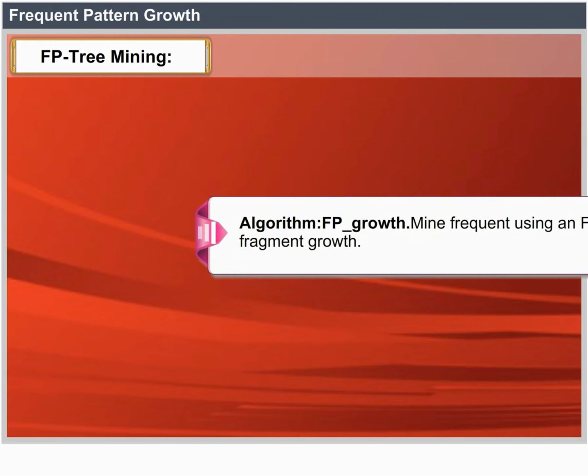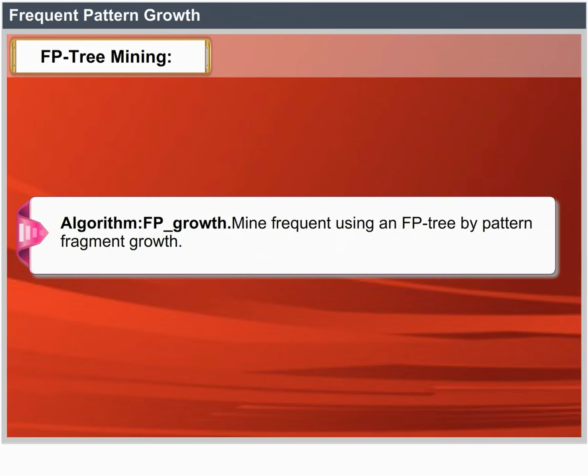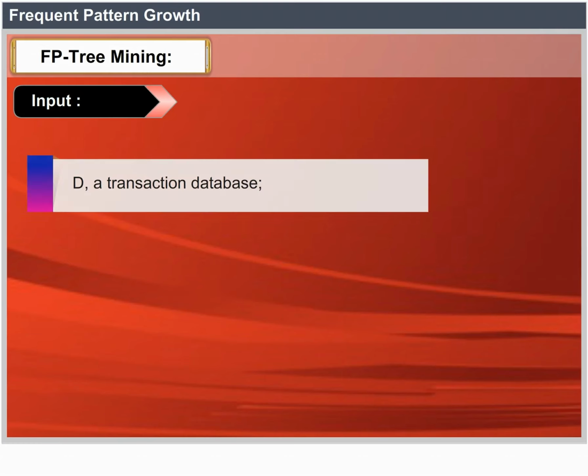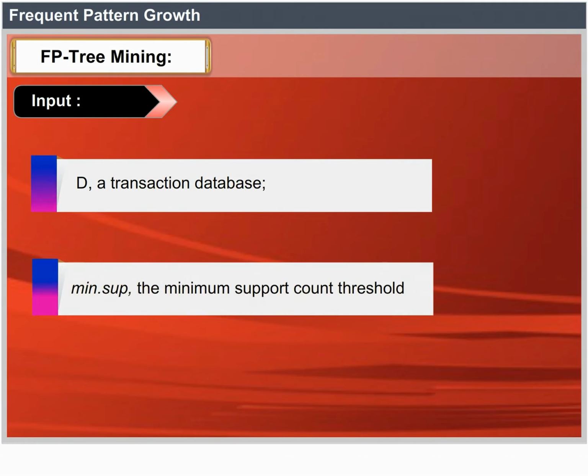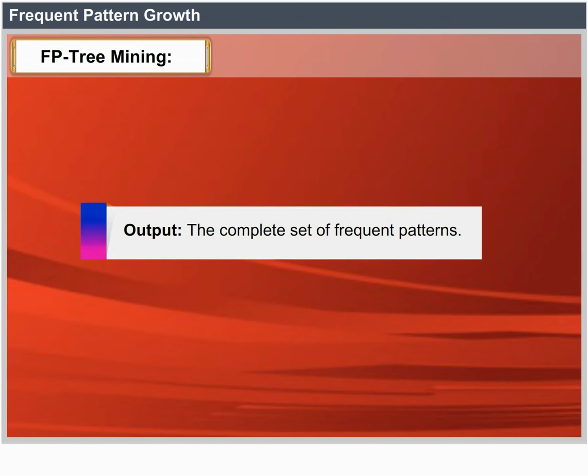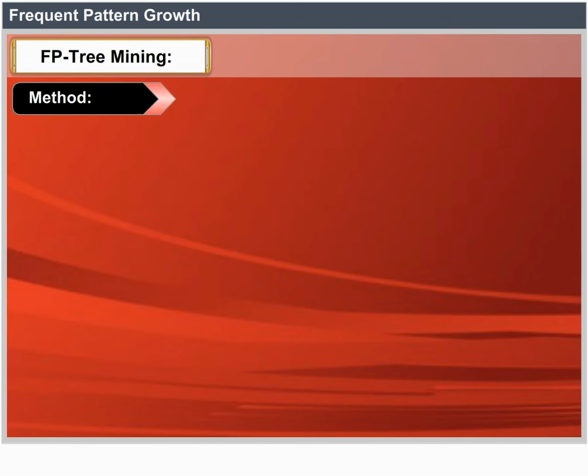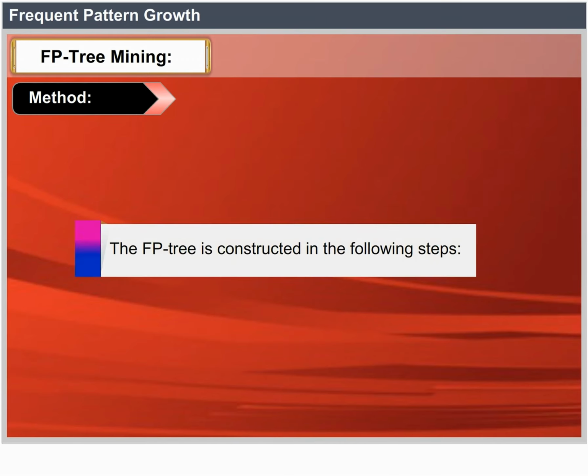Frequent pattern growth algorithm. Mine frequent item set using an FP tree by pattern fragment growth. Input: D, a transaction database, and the minimum support count threshold. Output: the complete set of frequent patterns. Method: the FP tree is constructed in the following steps.